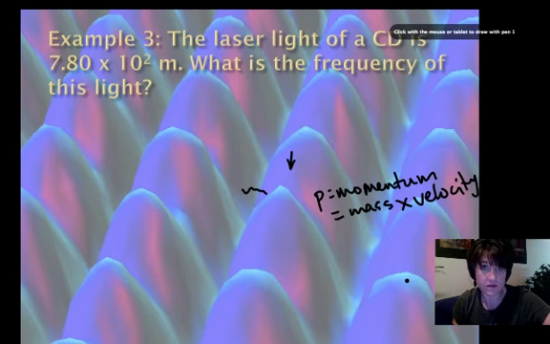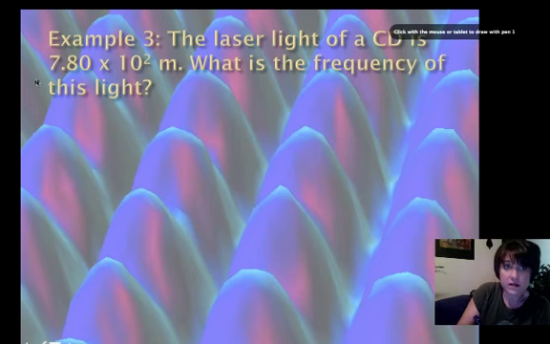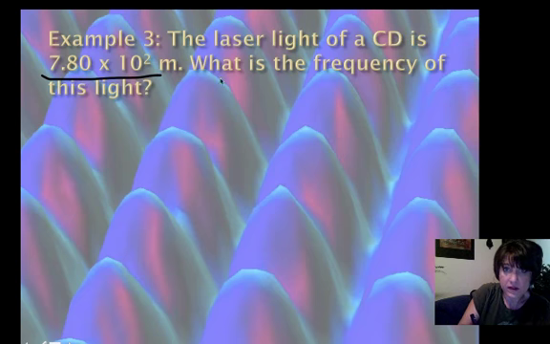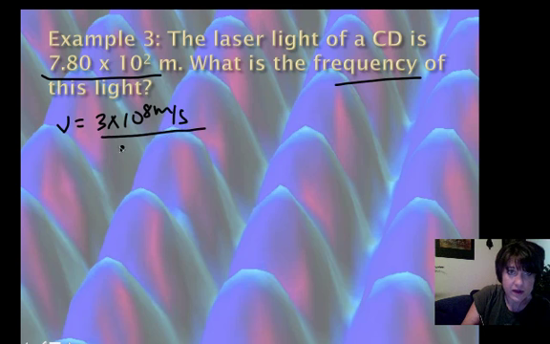We know that there's a relationship between wavelength and frequency. So let's work this one through. What is the frequency of the light with a wavelength of 7.8 times 10 to the second meters? So I'm going to start with the speed of light, 3 times 10 to the 8th meters per second. We're going to divide by the wavelength, 7.80 times 10 to the second meters.